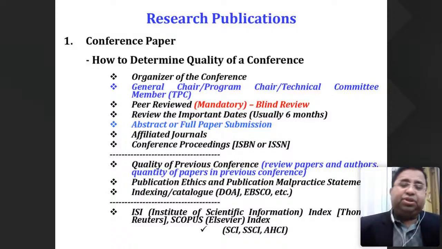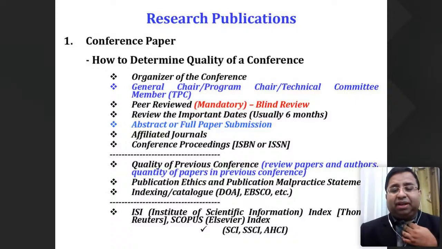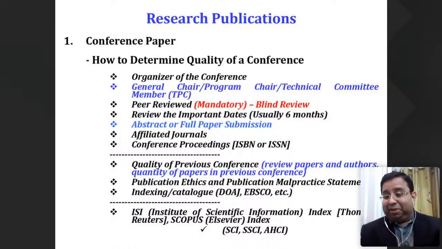I already mentioned conference proceedings. You have to check whether the conference proceedings have an ISBN number or not. If they have the ISBN number, that is something of quality. And then you have to check whether this is the first-time conference or the second-time conference. If it's the first-time conference, there's some question. It's maybe not a very good quality conference.